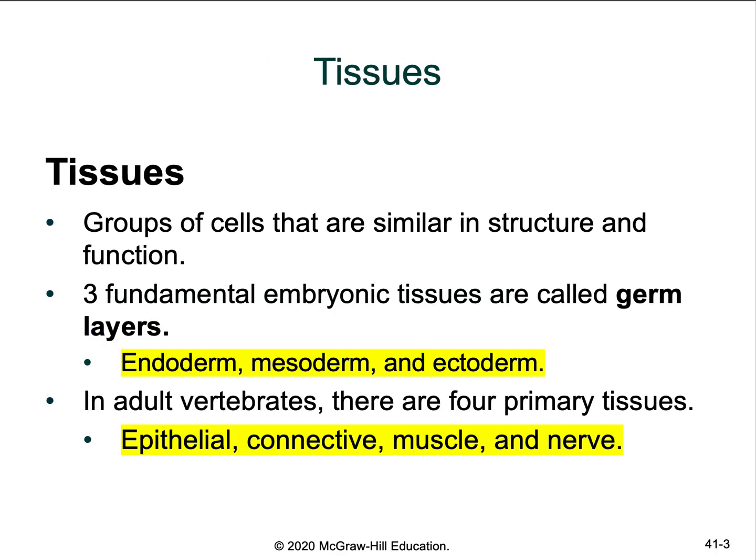As far as tissues, there are different layers and then there are different types. For the layers, those are called endoderm, mesoderm, and ectoderm. As far as tissue types, the 4 types of tissues are epithelial, connective, muscle, and nerve, and I will show you pictures of these. So just give me 1 second.